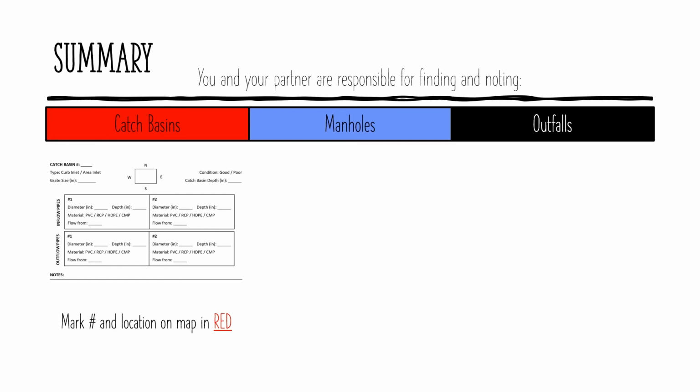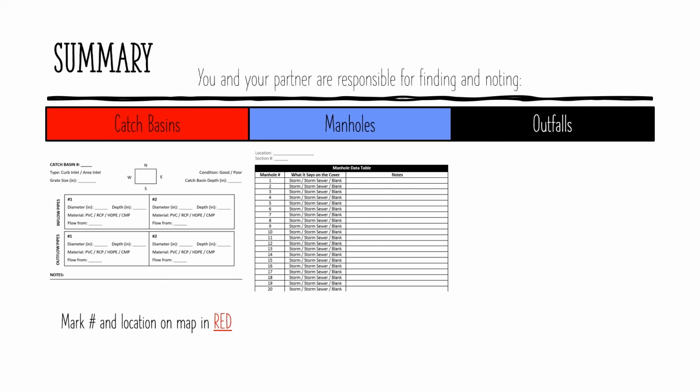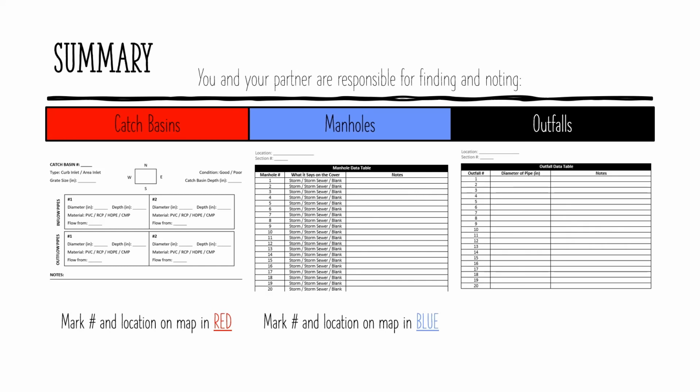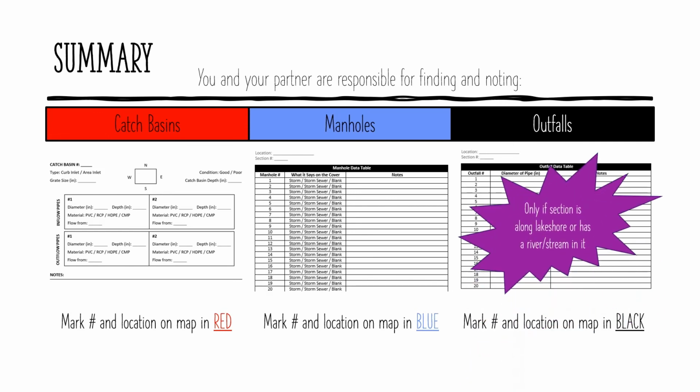For manholes, only mark those that say storm, storm sewer, or nothing on the cover. Fill out a row on the manhole data collection sheet and mark the location and number on the map in blue. For outfalls, make an estimate of pipe diameter on the outfall data table and mark the location and number on the map in black. If your section is not along the lakeshore and doesn't have any streams or rivers cutting through it, again, you don't have to look for outfalls.